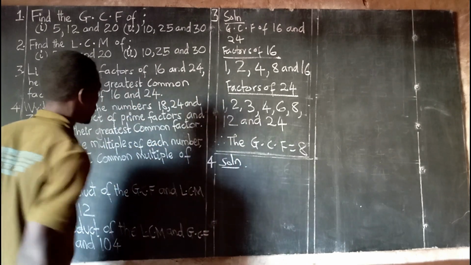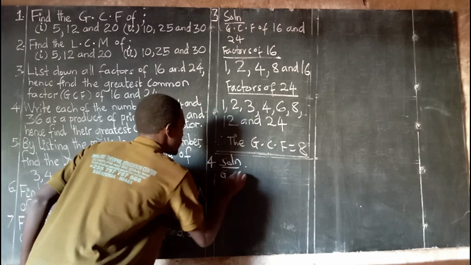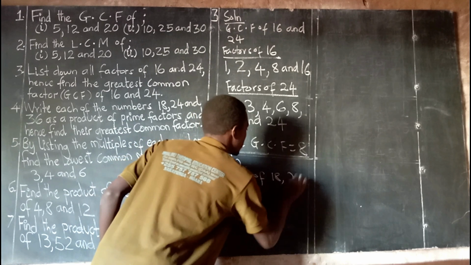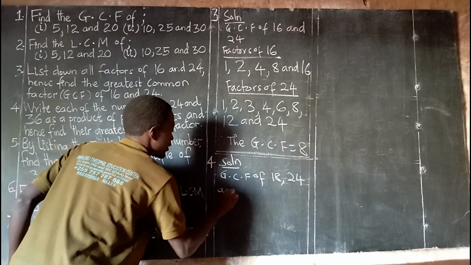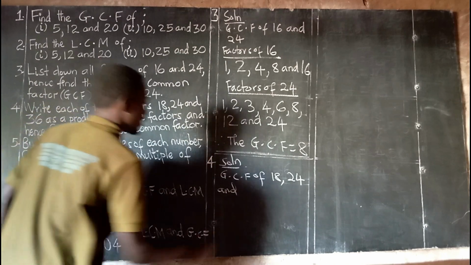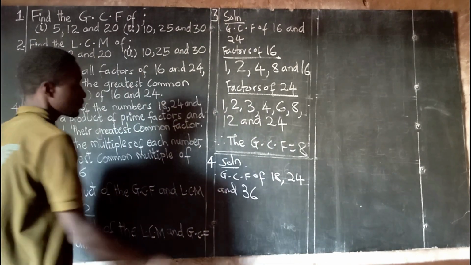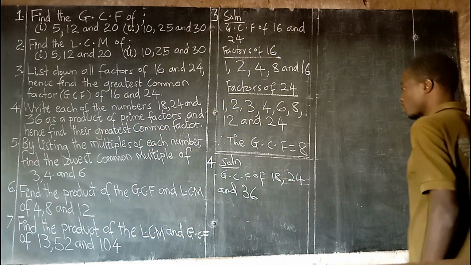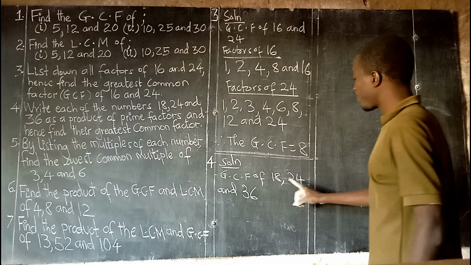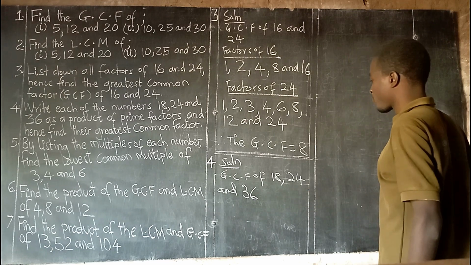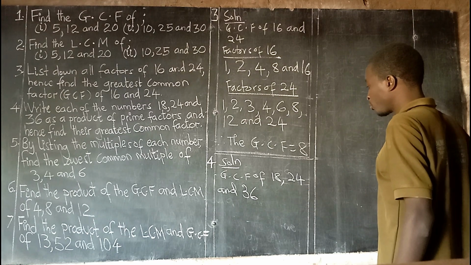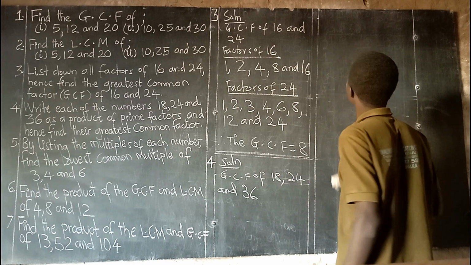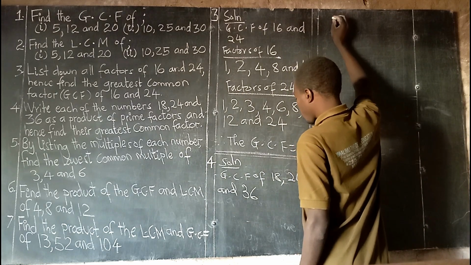We are asked to solve the GCF of 18, 24, and 36. As we are told to use prime factors, each number should be expressed as a product of prime factors. Now, how do we do it? Let us start by writing 18 as a product of prime factors.